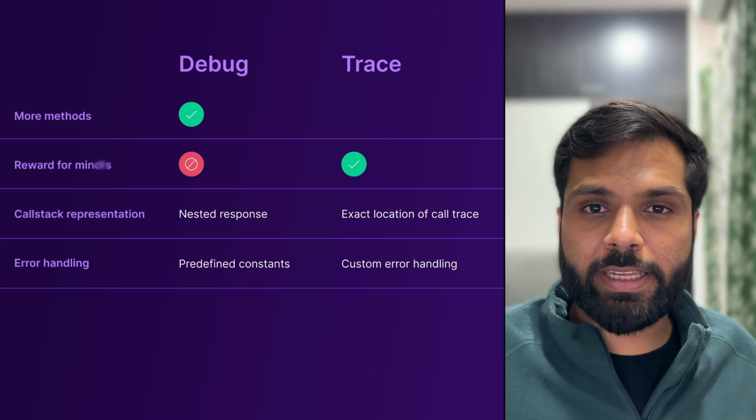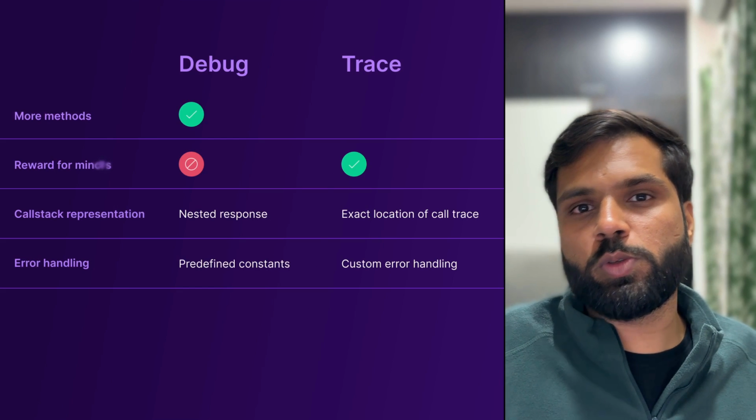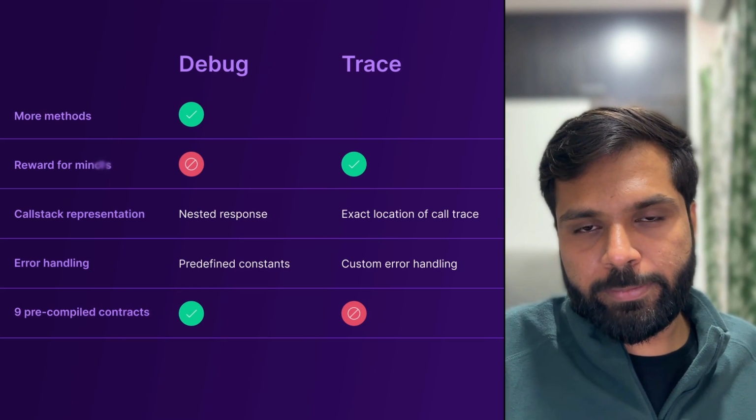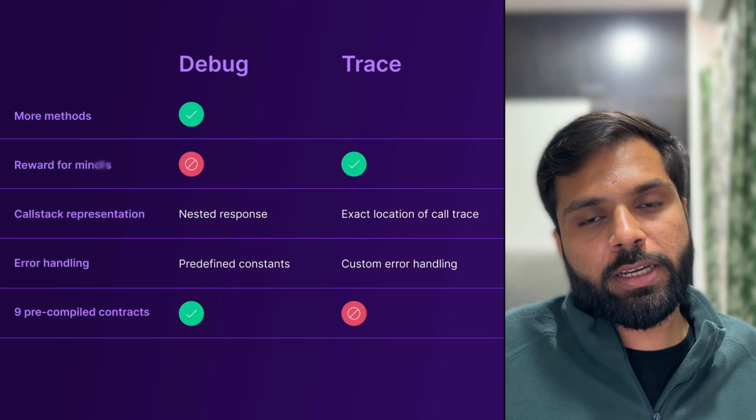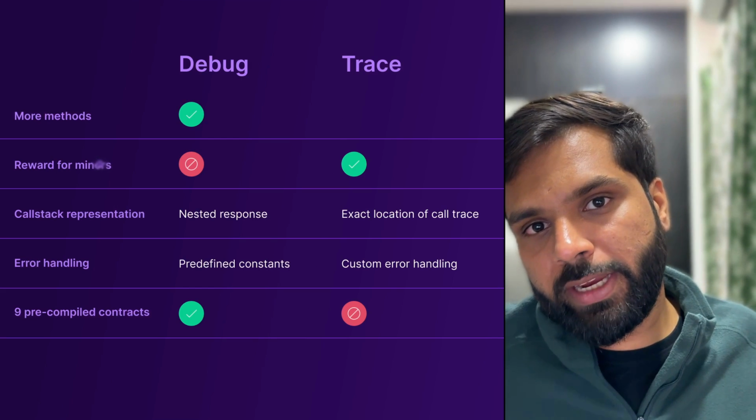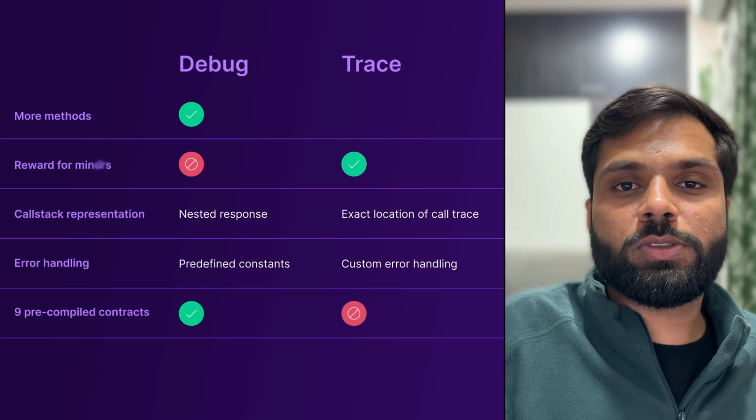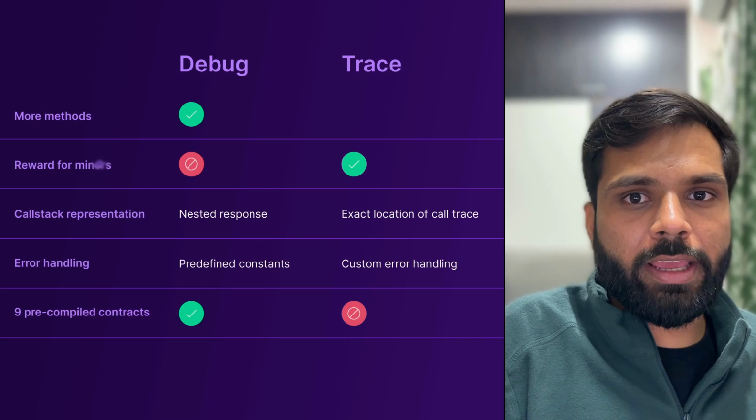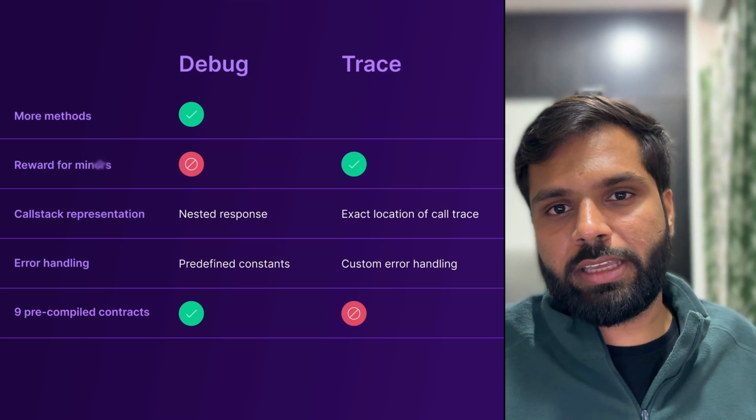The trace API does not include the calls to the 9 pre-compiled contracts of the Ethereum chain, whereas the debug API does, because these contracts do not have EVM bytecode, but their source code is already inbuilt into the Ethereum client, which is the Geth client, which is the official Ethereum client.